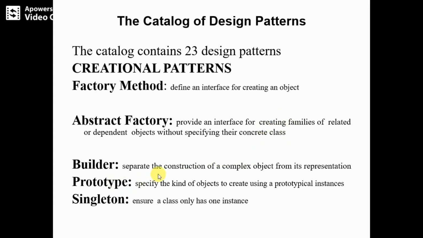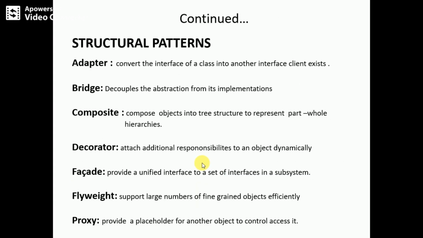The builder is a creational pattern which separates the construction of a complex object from its representation. Prototype pattern, or we can call it prototype model, builder model, singleton model, abstract factory model, factory method, whatever we call it, right now we can call it a pattern. Prototype patterns specify the kind of object to create using prototypical instances. Singleton always ensures a class has one instance, singleton classes.